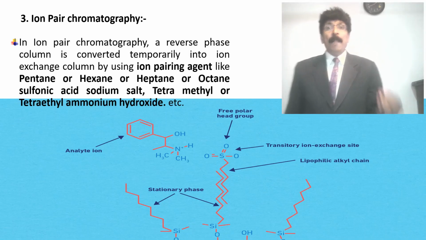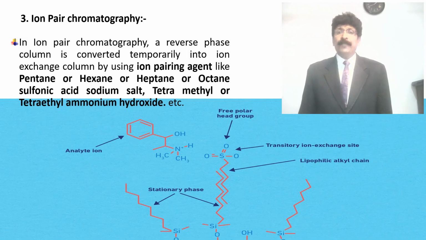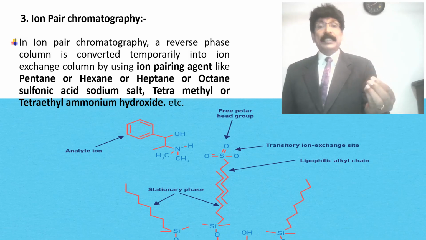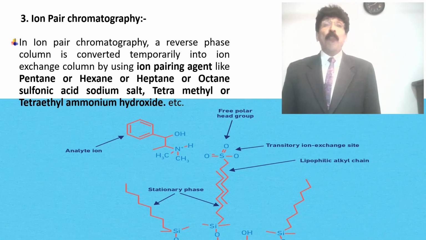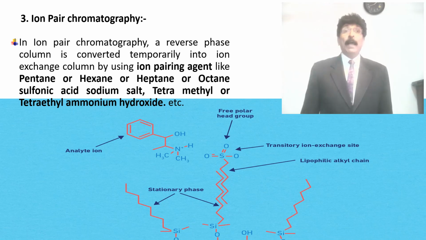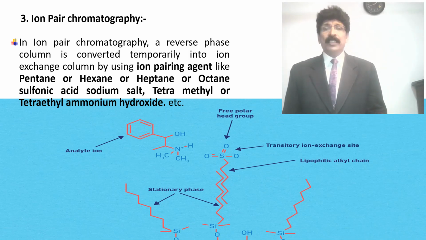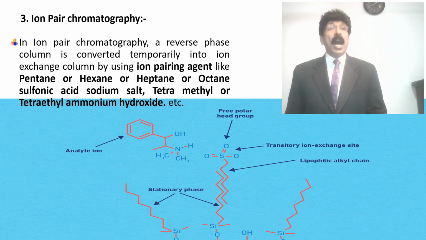So, in ion pair chromatography, a reverse phase column is converted temporarily into an ion exchange column by using ion pair agents like pentane, hexane, heptane or octane sulfonic acid sodium salt, tetramethyl or tetraethyl ammonium hydroxide.